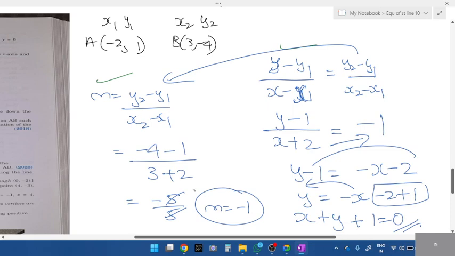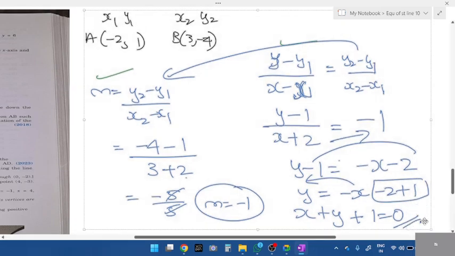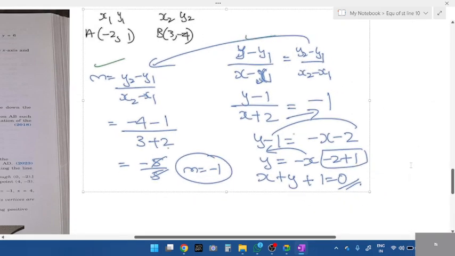Both the answers are correct. Slope is also correct. This you can expect for 3 marks. These kind of questions you can expect for 3 marks. All of you are completed. Shall we do the next one?